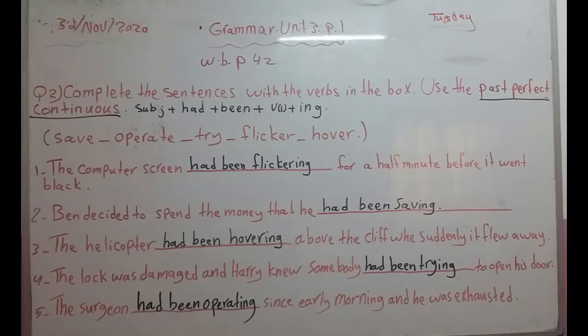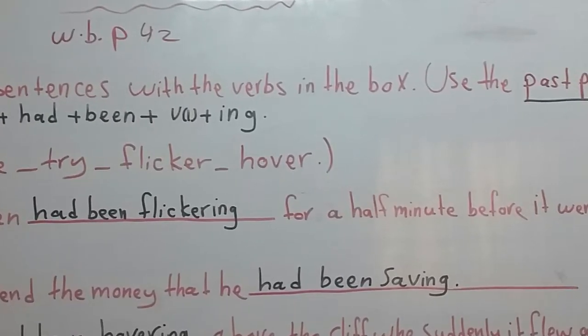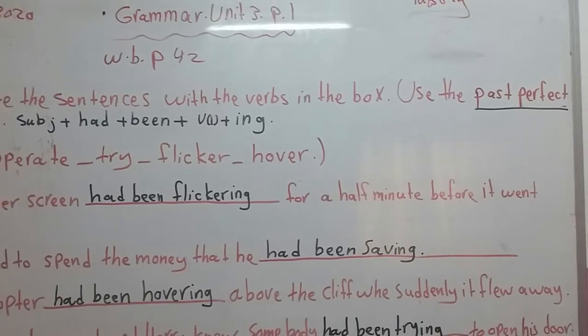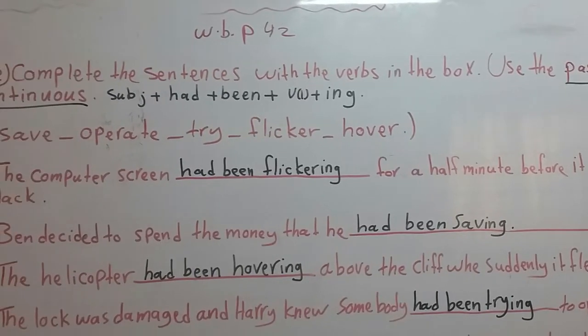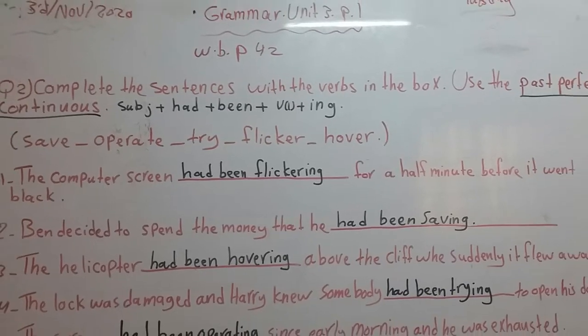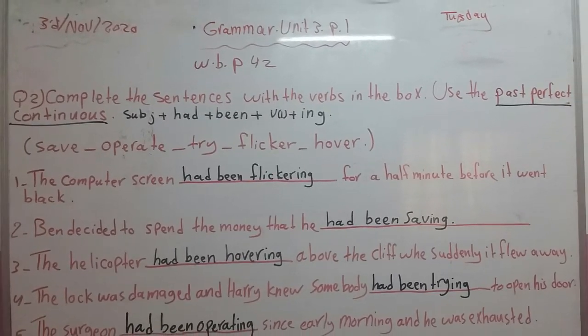So the appropriate verb is hover. معناها يحوم. I add ing to hover. Then we add had been. The helicopter had been hovering above the cliff when suddenly it flew away. بفهم إنه I understand that the helicopter had been hovering before it flew away. قبل ما الطير كانت تحوم.